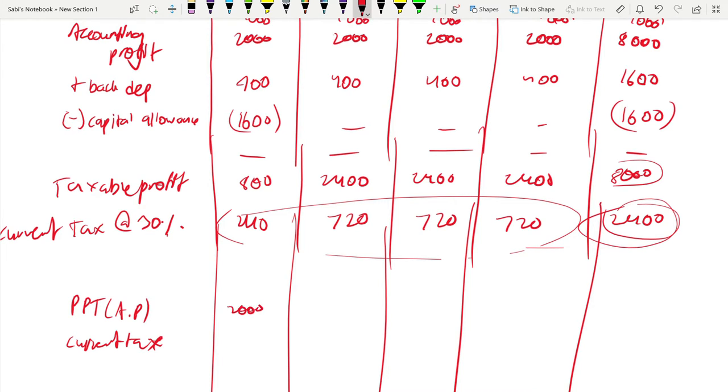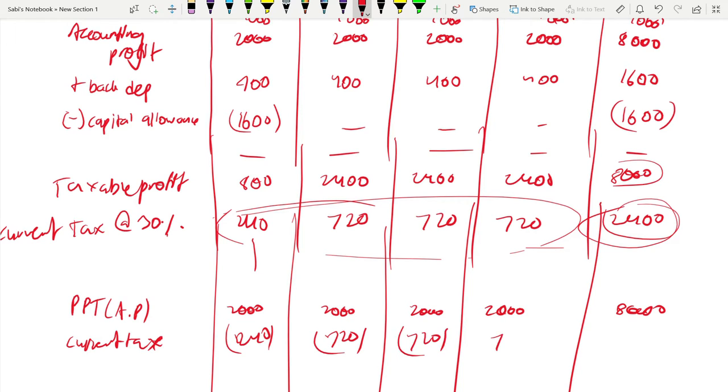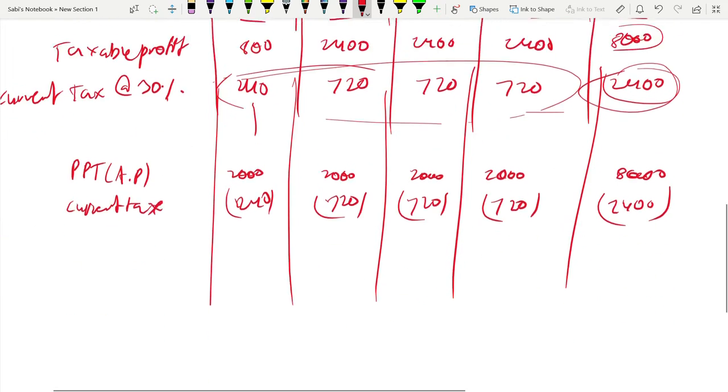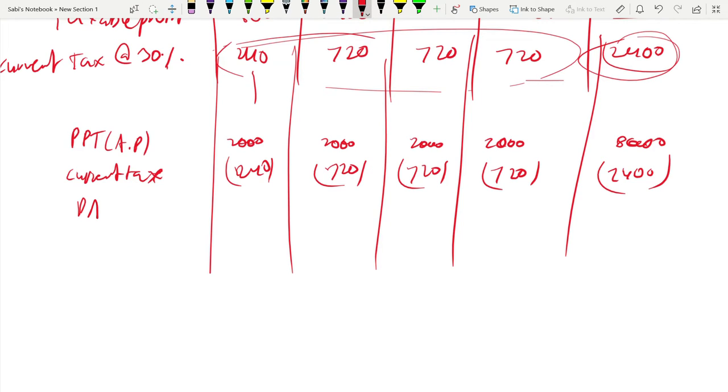So I'm just going to write it: 2000, 2000, 2000. And deduct your tax which you have just calculated. All this will go down: 240, 720, 720, 720, and 2400. Now what you get is known as profit after tax, PAT.